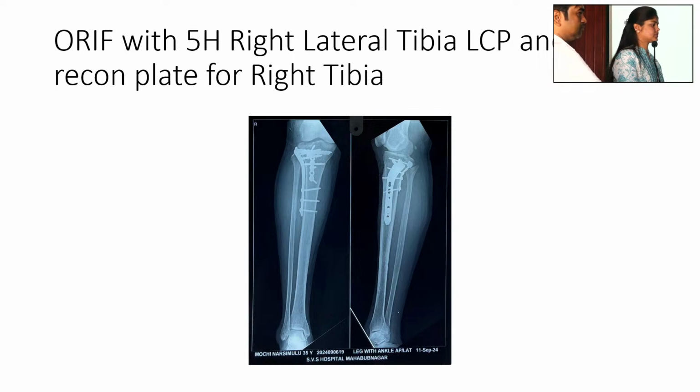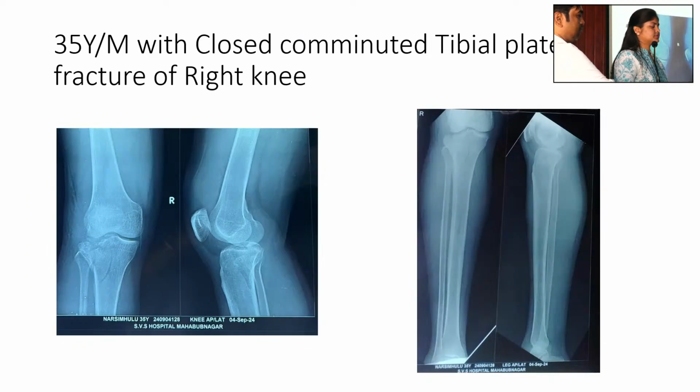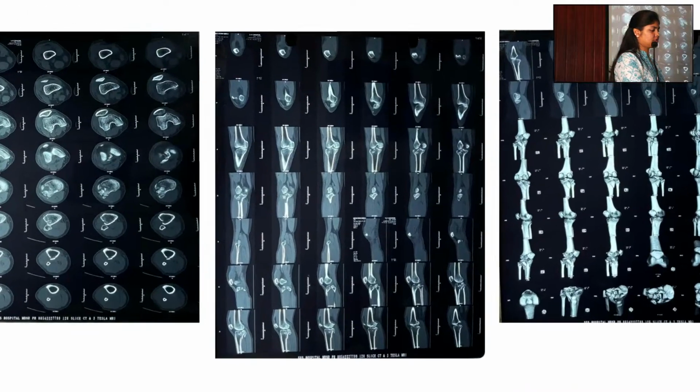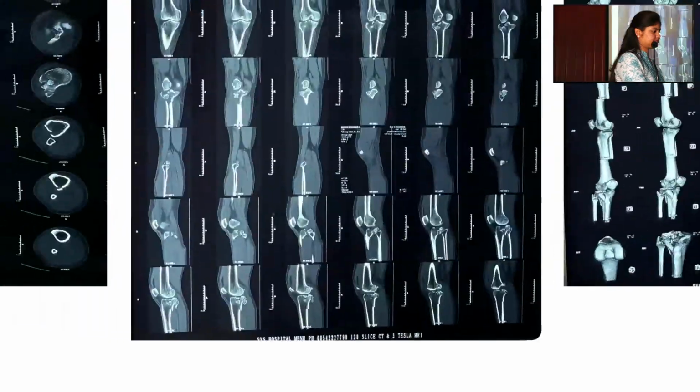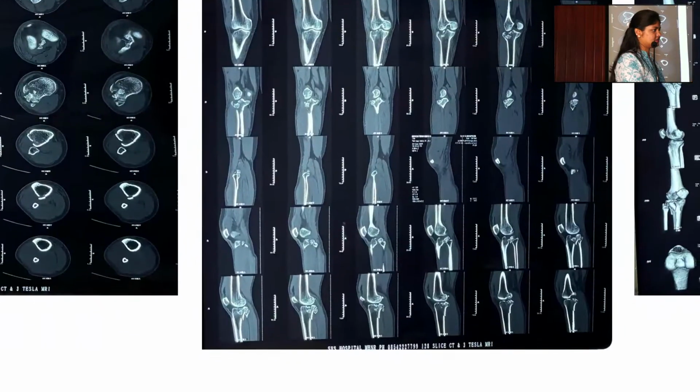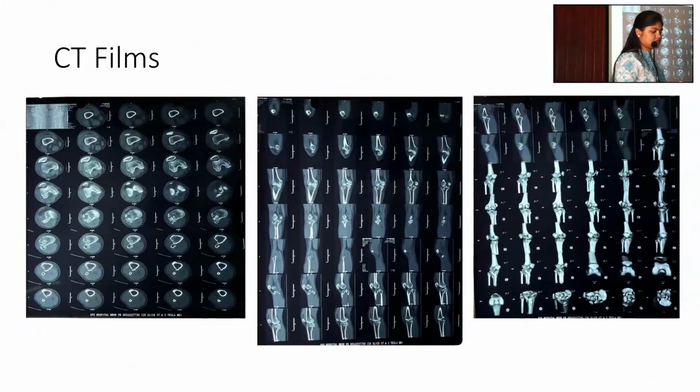So we have fixed it. It's a case done in Unit 3, sir. A 35-year-old male with a closed comminuted tibial plateau fracture of the right knee. It's a Schatzker type 2, and it involved two columns, posterior and lateral, sir. So it's a case to do with the posterolateral approach.